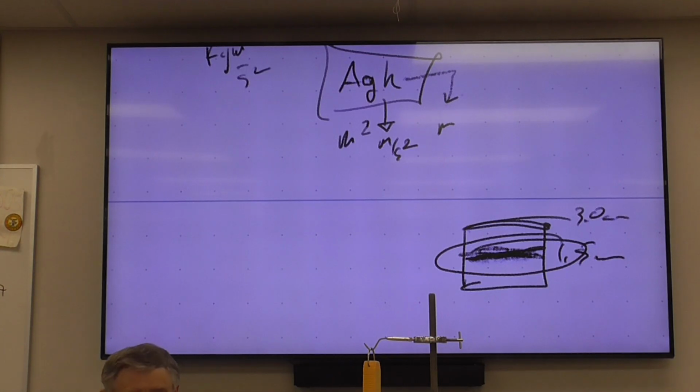Yes, you have some graphs that you need to draw, okay? But the good news is the graphs only have like a couple of data points.